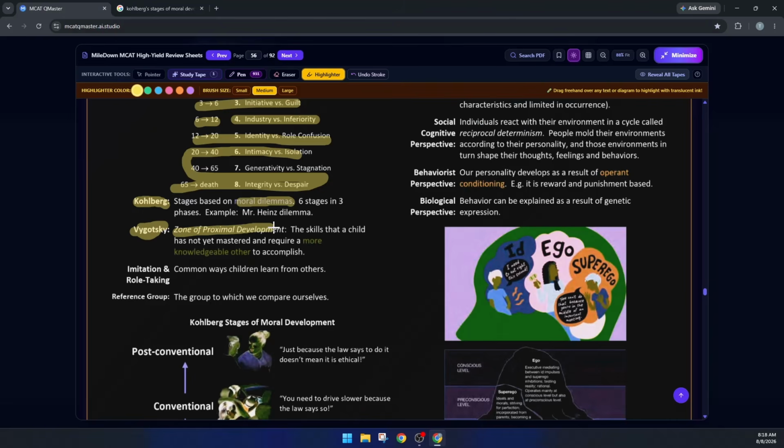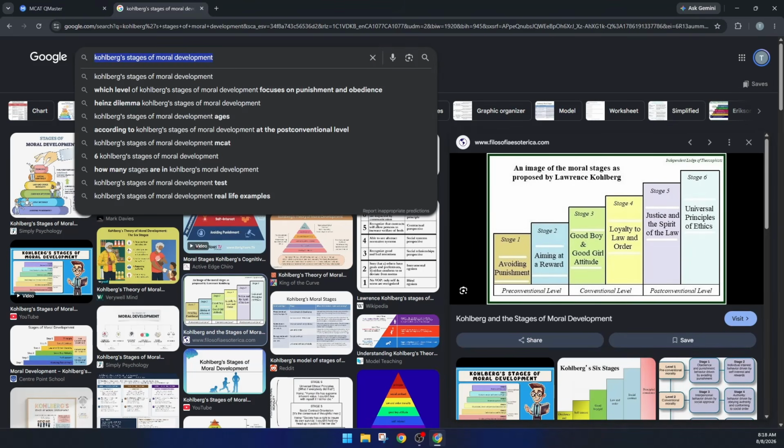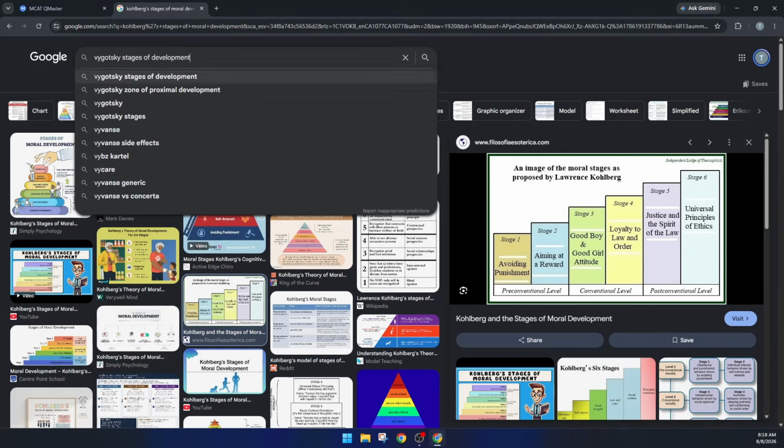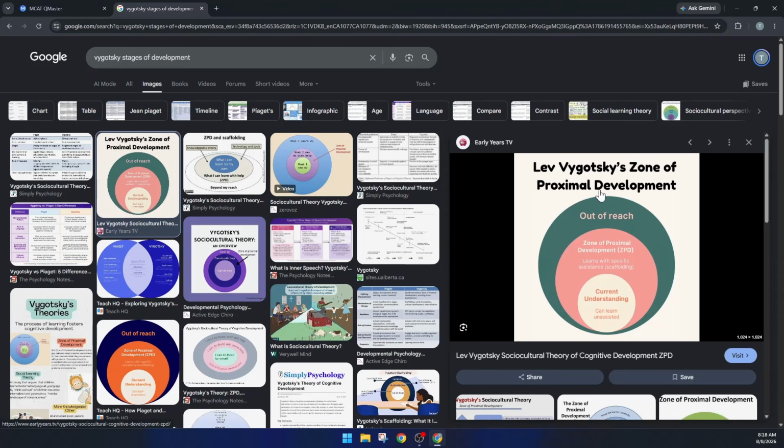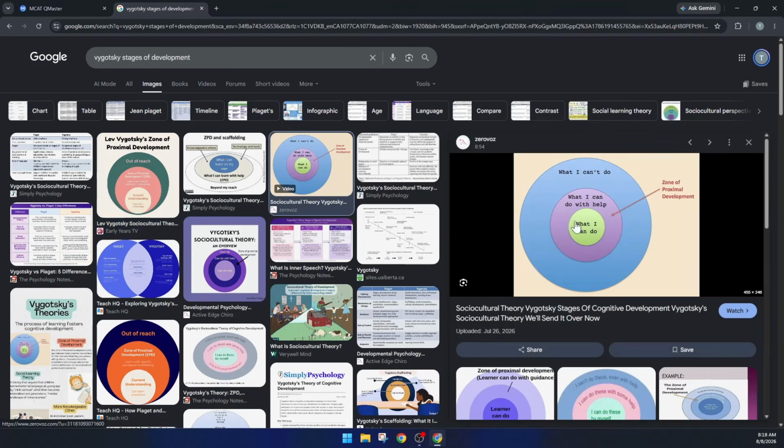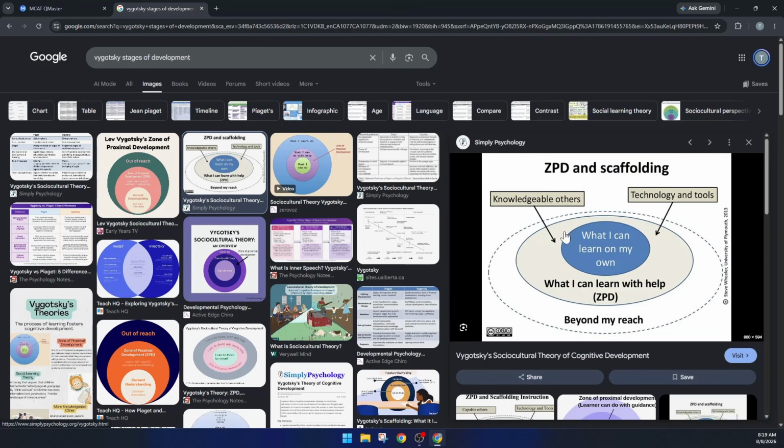Vygotsky, zone of proximal development. The skills that a child has not yet mastered and requires a more knowledgeable other to accomplish. Okay, so in Lev Vygotsky's zone of proximal development, basically you have a zone of development. This is what I can do with help, and what a child cannot do at all. So the ZPD is your zone of proximal development, right? This is what you could do if you had help from someone else, if you had more knowledgeable others or technology and tools, and then beyond my reach.